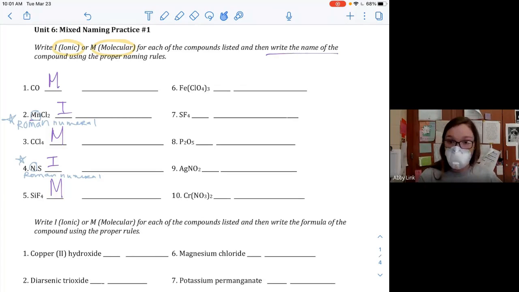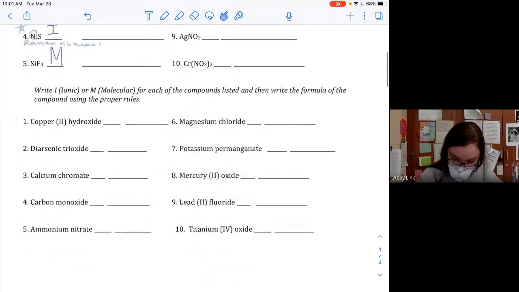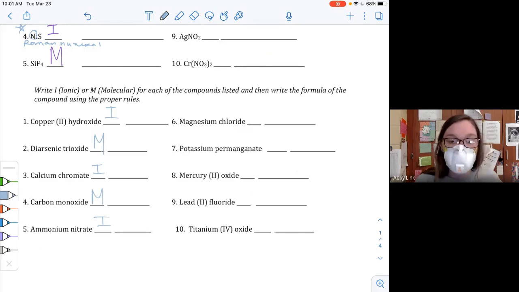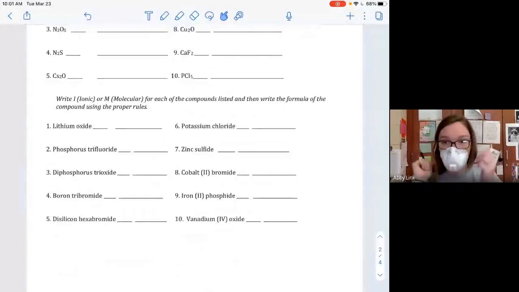All right, so you're going to do the same thing for the second section on the first page. The only thing that's different this time is that you're given the names, okay? And then you are going to either write M or I on these lines here. And then once you have that figured out, you are going to go ahead and write the formula on the second lines there. The second page is identical to the first page. You are going to do the same thing. You're going to identify M for molecular or I for ionic, and then you're either going to write the name or write the formula.